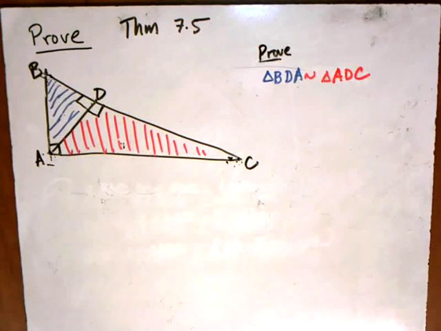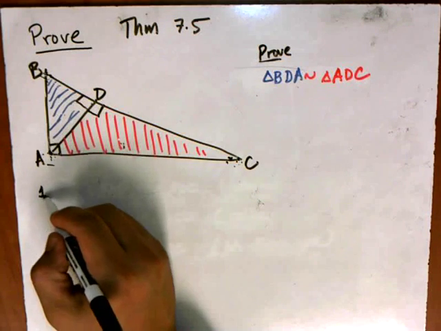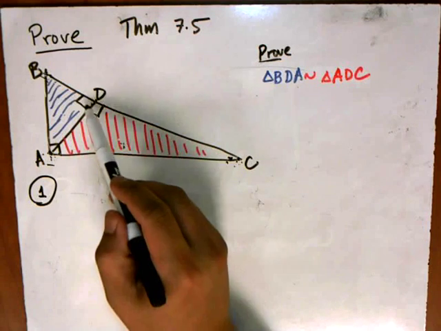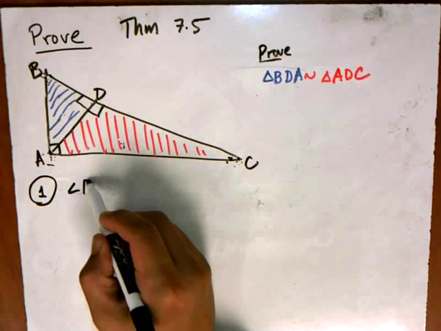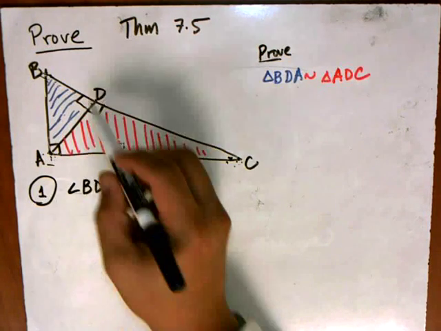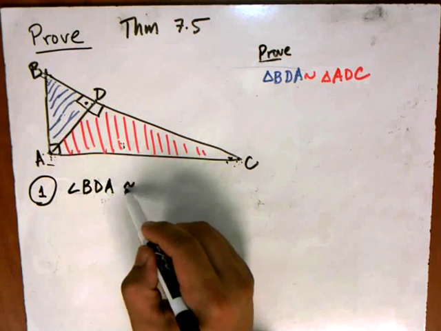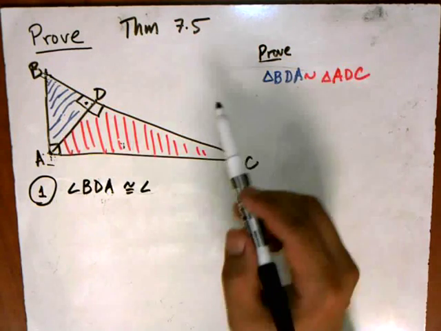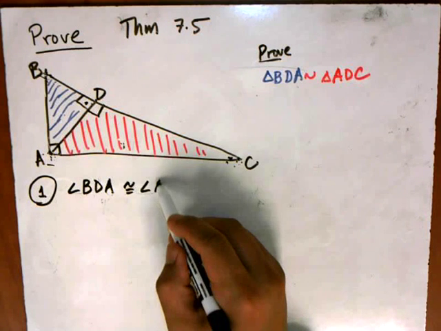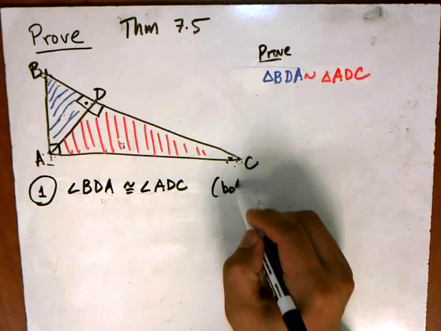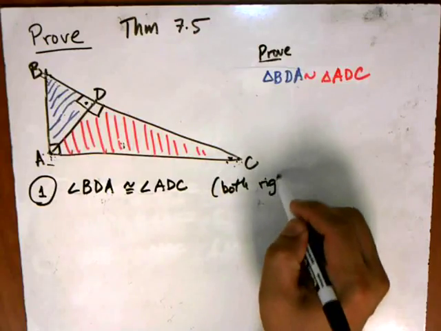And the strategy here is the same as it was before, which is to use the AA postulate in the end. And to use the AA postulate, we need two congruent angles. So I'm going to start with the two right angles. I'm going to say again that BDA, so that's this angle right here, is congruent to angle ADC. And that's straightforward enough since they are both right angles.